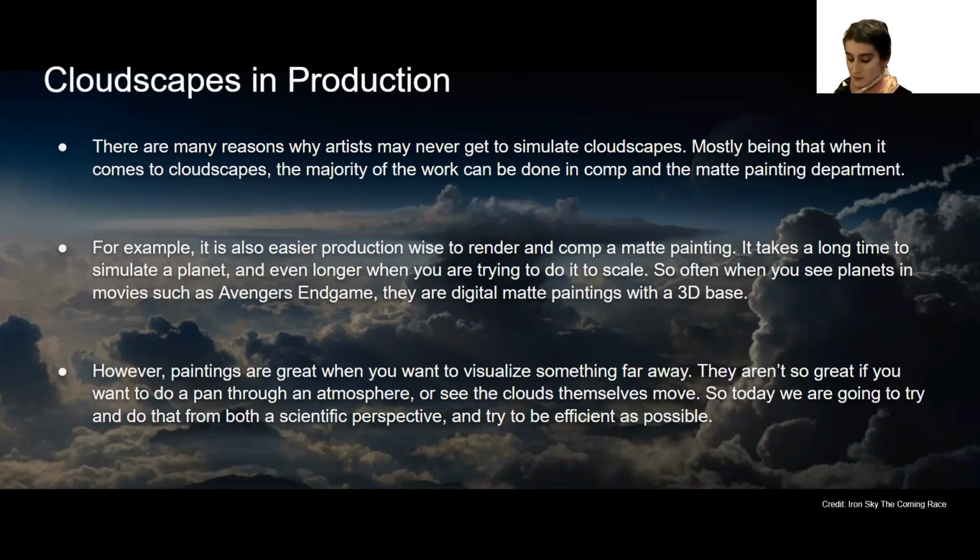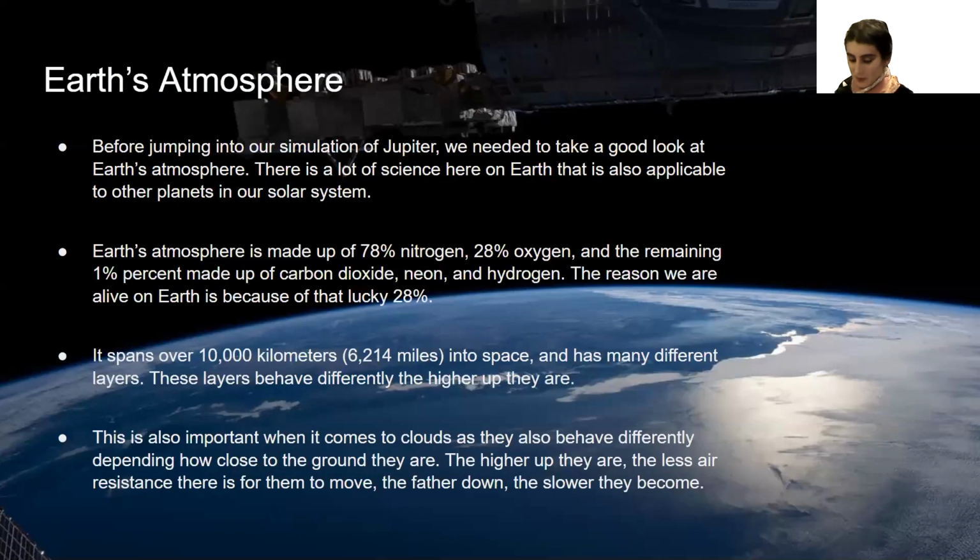So before jumping into our simulation, we need to take a good look at Earth's atmosphere. There is a lot of science here on Earth that is also applicable to other planets in our solar system and in interstellar space. It is a great starting point to understand the factors we are going to incorporate. It's also very important to talk about because NASA continuously studies life in environments here on Earth to get a better sense of how life might operate on other worlds. And also for this project, it was way easier for both of us to go sit outside and observe some clouds than stare at references on a computer all day.